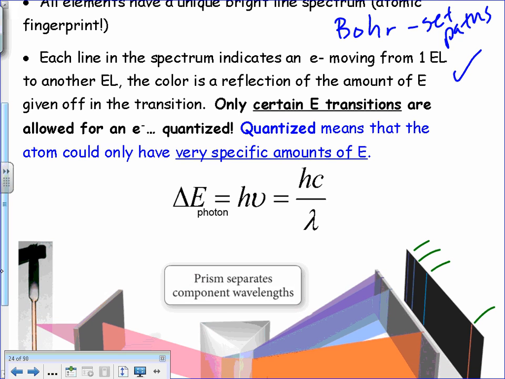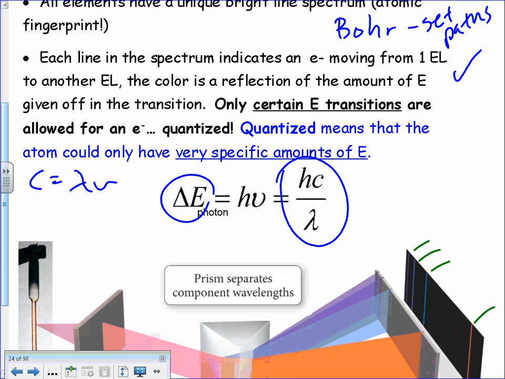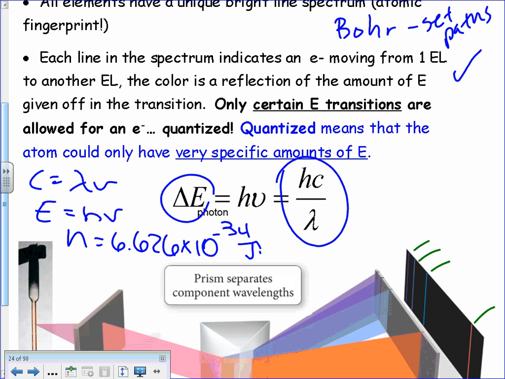Other than that, how do we get to this equation? Basically, the ones that we're actually looking at is this one. There are two equations. c is equal to wavelength times frequency. Energy is equal to hν. What is h? It is 6.62 times 10 to the negative 34 joule seconds. What are the units? Joule seconds, right? Joule seconds.